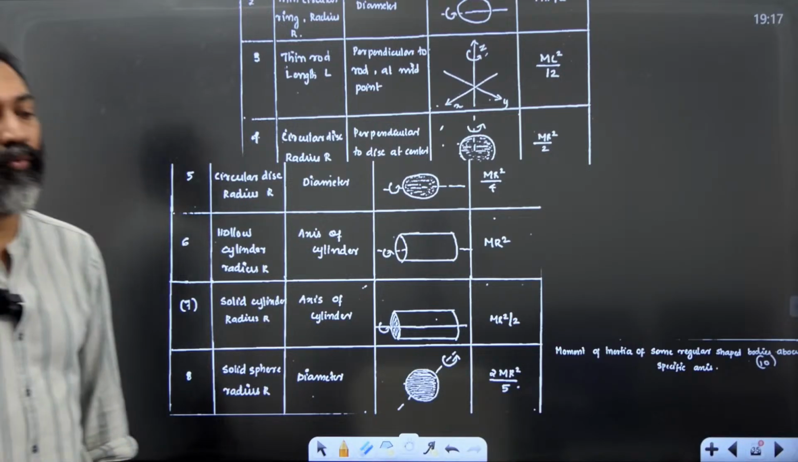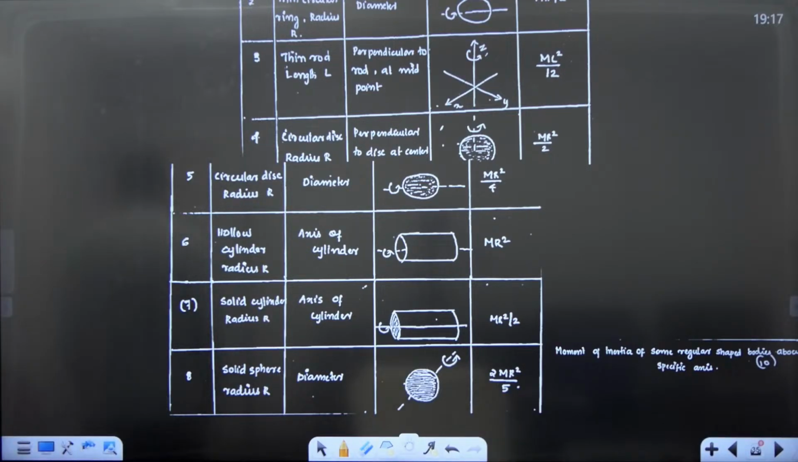Solid sphere, 2 by 5 MR square. Please note down.